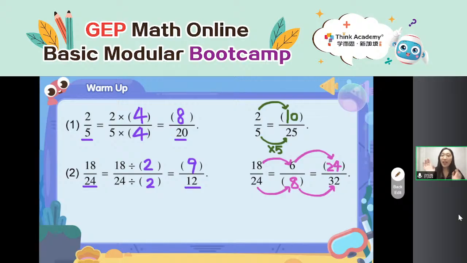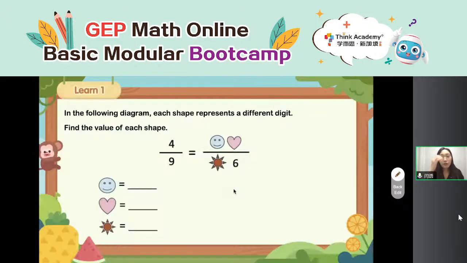Okay, so far, any question? So you can see, how do we find the equivalent fractions? We can find it by using multiplication or division. But do remember that no matter whether you multiply or divide, you must multiply or divide by the same number. Okay, same number. So following this, let's move on to the first example here.